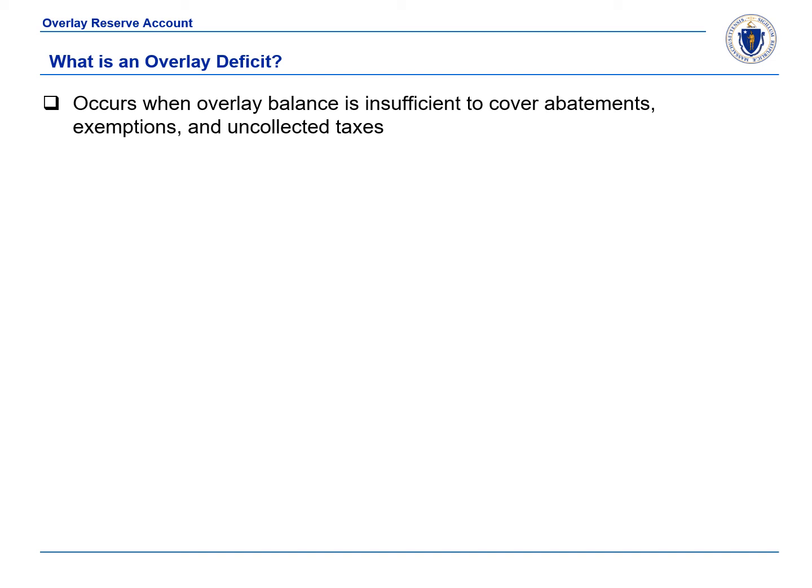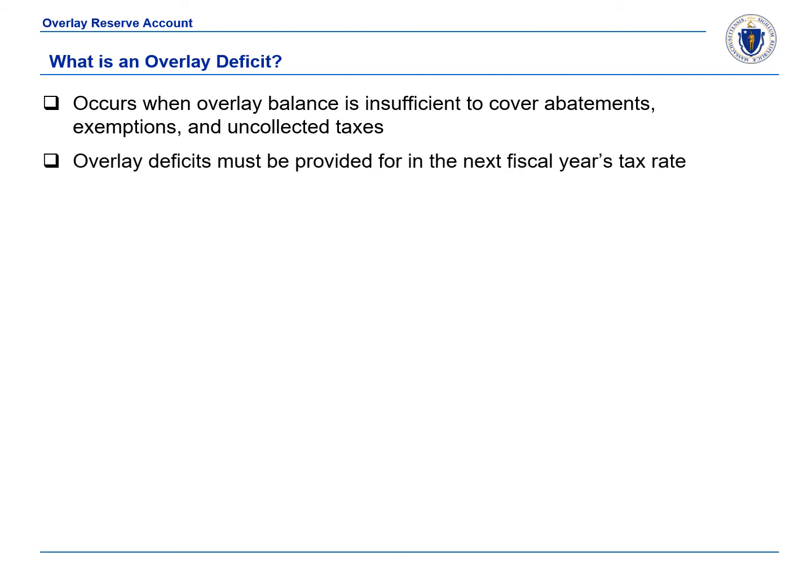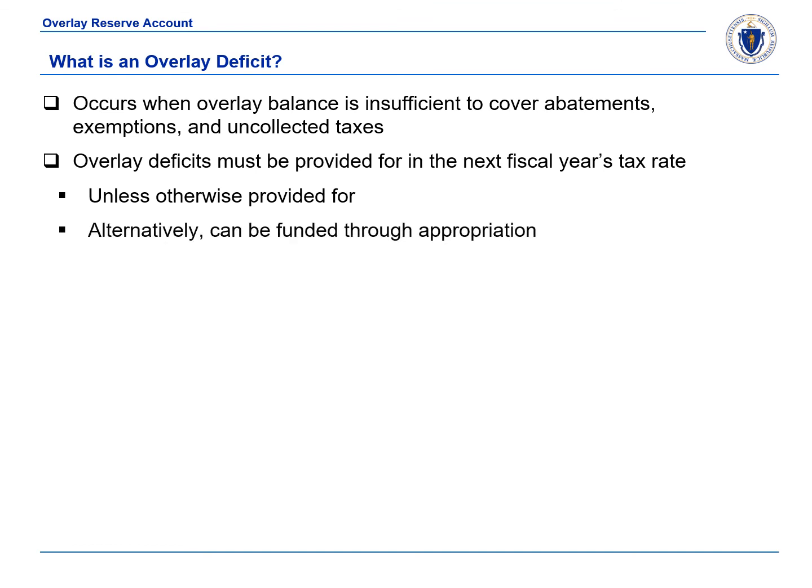A deficit occurs when the balance in the overlay account is insufficient to cover the total of all year's abatements and exemptions charged to the overlay during that year. Overlay deficits must be provided for in the next fiscal year's tax rate unless otherwise provided for. Alternatively, any anticipated overlay deficits can be funded through appropriation.